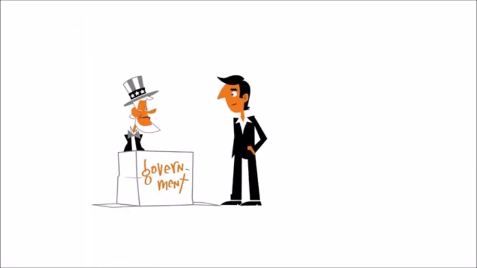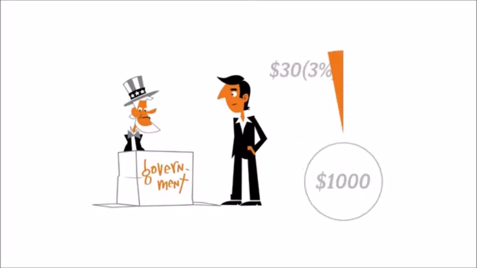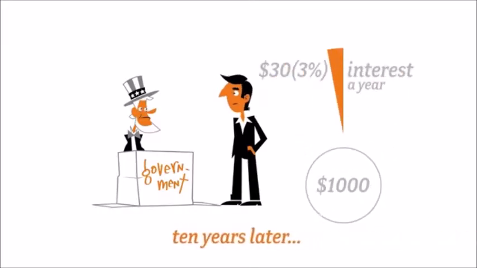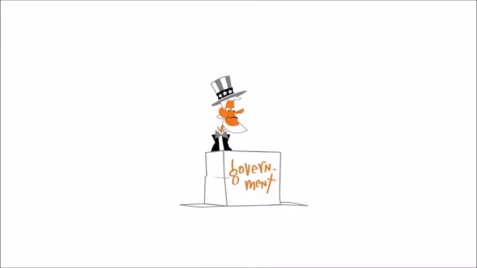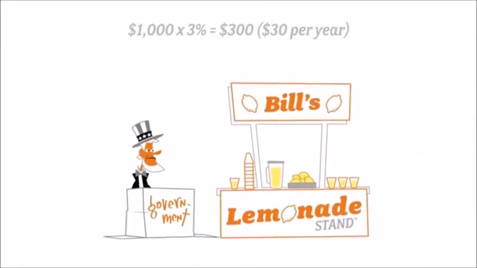So you give your government $1,000, you get $30 a year in interest. At the end of 10 years, you get your $1,000 back. So that's very, very safe. And that sort of provides a floor. Now, obviously, you can lend money to the government and earn 3%. Well, if you can lend money to a lemonade stand, you want to earn meaningfully more.